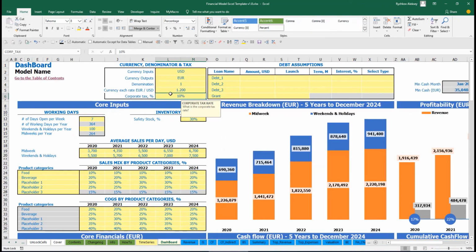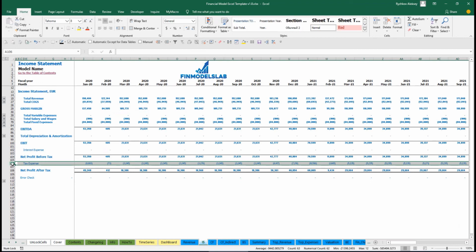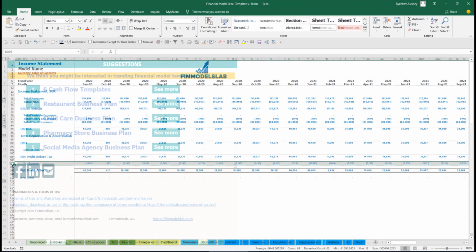Additionally, you have corporate tax setup. You can change this number and this will impact tax expenses in your income statement.